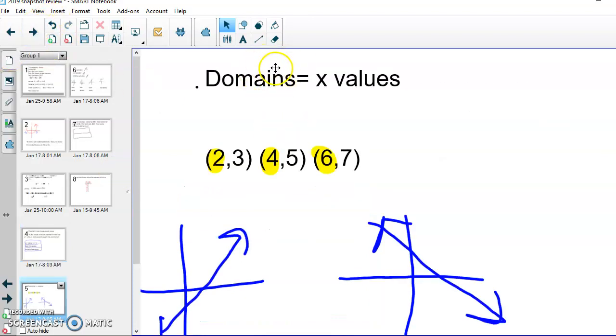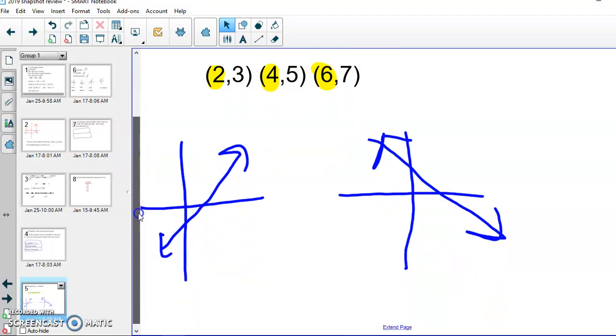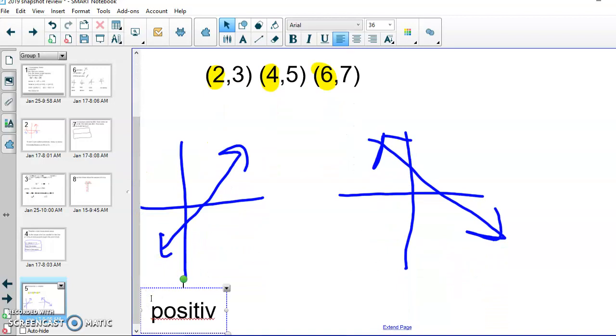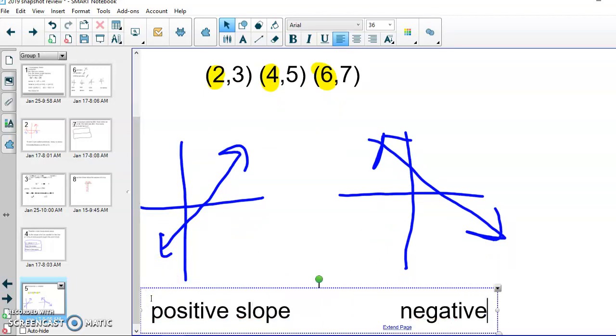I know that my domains are my x values. So in this set of points, my domains are 2, 4, and 6. The other thing you need to know for your test is that this is a positive slope, and this over here is a negative slope.